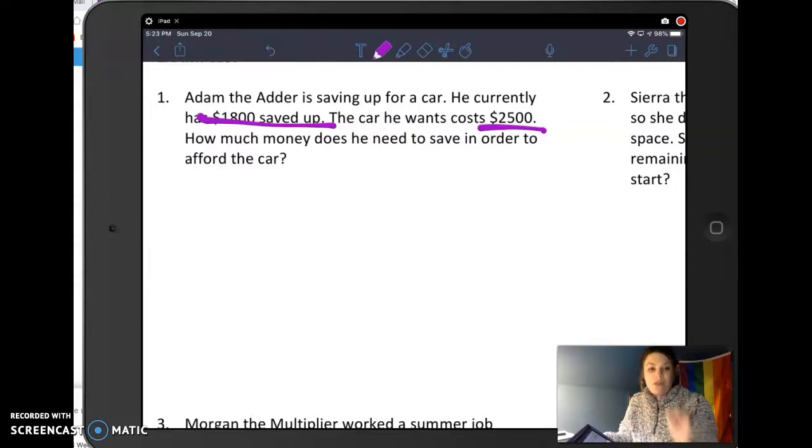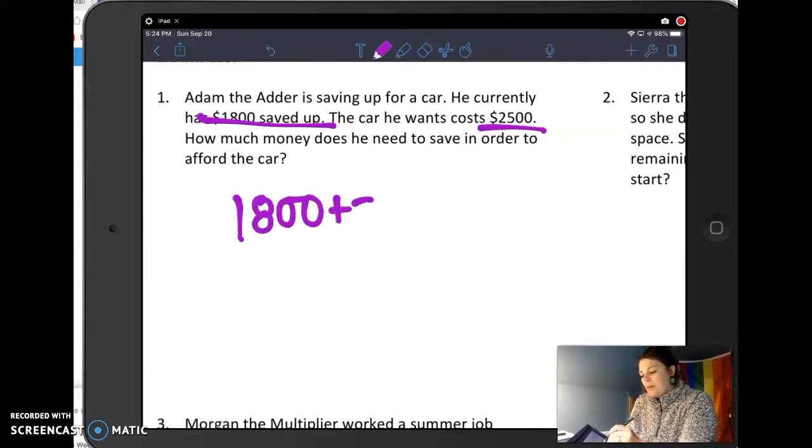$1,800, $2,500 is another way to say that. How much does he need to save to afford the car? So you can think about this in your head, and you're probably thinking, well, he just needs to find the difference between 2,500 and 1,800. You're right, that's all you have to do, but you just solved an equation, and that equation looks like this: $1,800 plus what amount equals $2,500.